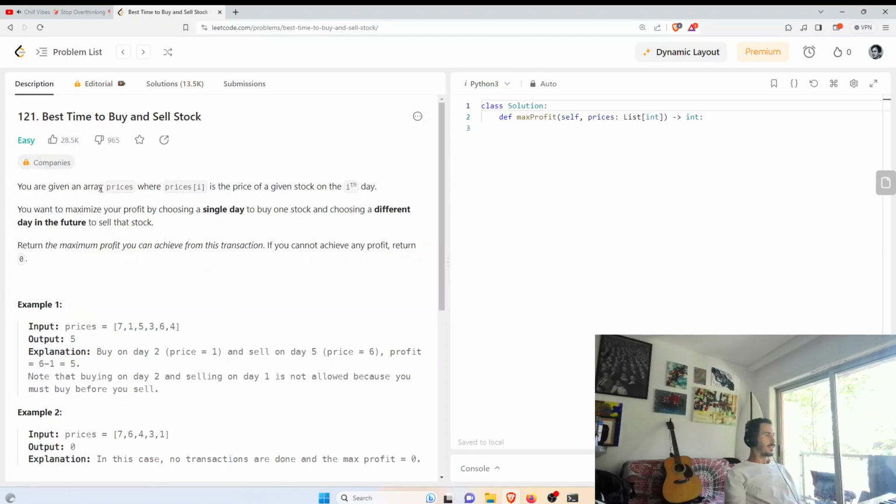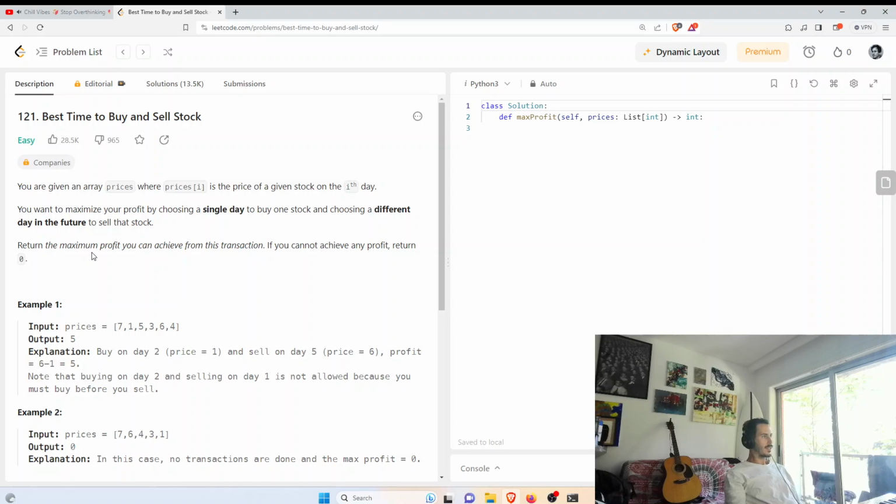So you're given an array prices where prices[i] is the price of a given stock on the day i. You want to maximize your profit by choosing a single day to buy one stock and choosing a different day in the future to sell it. Return the maximum profit you can achieve from this transaction. If you cannot achieve any profit, return zero.